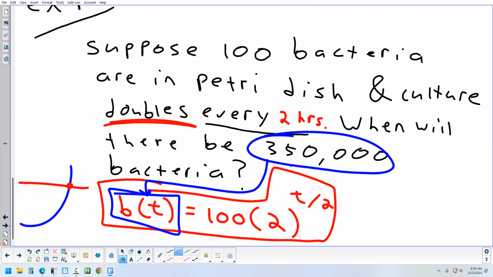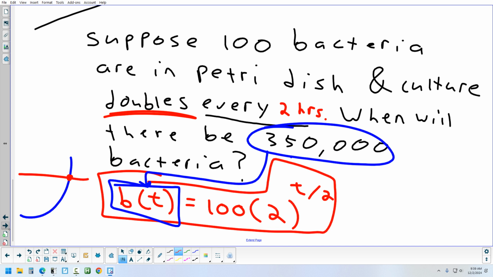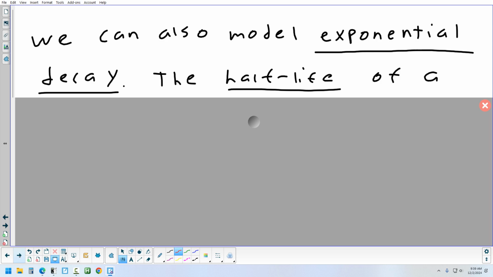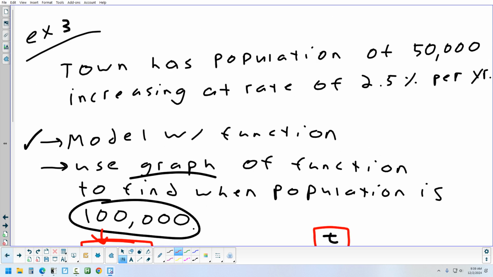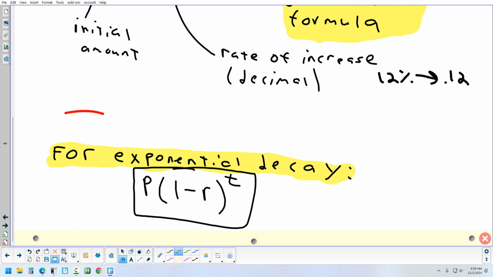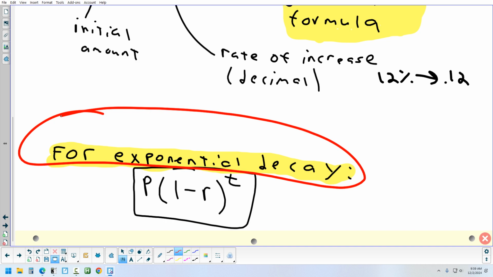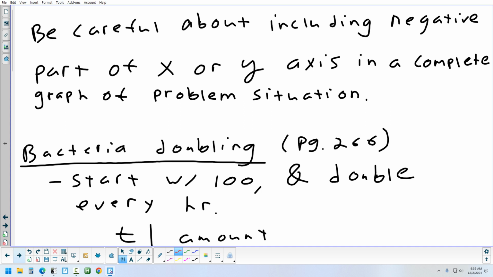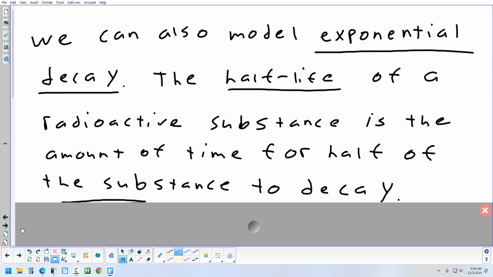Okay, so that's doubling. What do you think the opposite of something doubling is? It is going to be decreasing, specifically how much? By a half. Okay? And that's the last one we're going to look at, and that's called half-life. So half-life is a specific example of exponential decay. And half-life is the amount of time for half of a substance to decay.